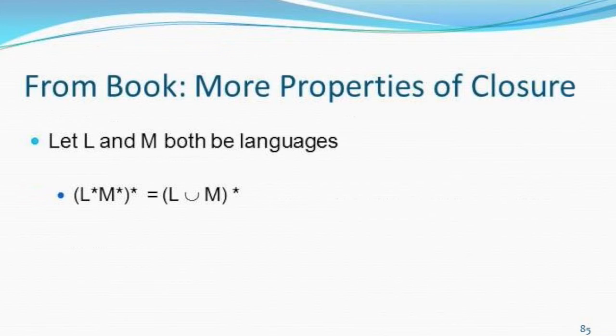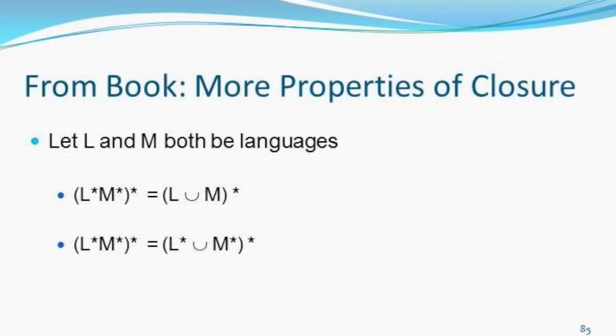If L and M are both languages, then if we take L star, M star, and star the whole quantity, that's the same as L union M star. Again, try and just convince yourself of this. A way to do that is maybe let L equal the set containing just A, and let M equal the set containing just B, and try and push it out and see that at least for that particular case of L and M, this is true. And that might give you a feel for why it's true for any L and M.